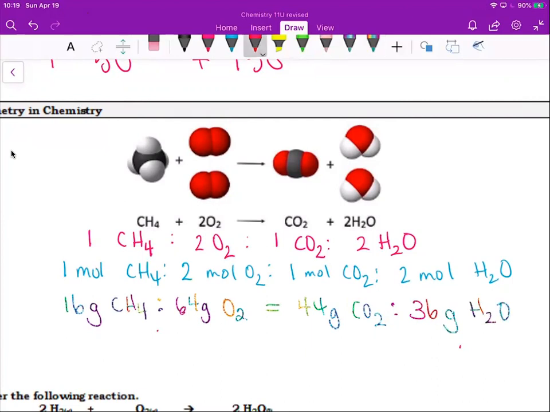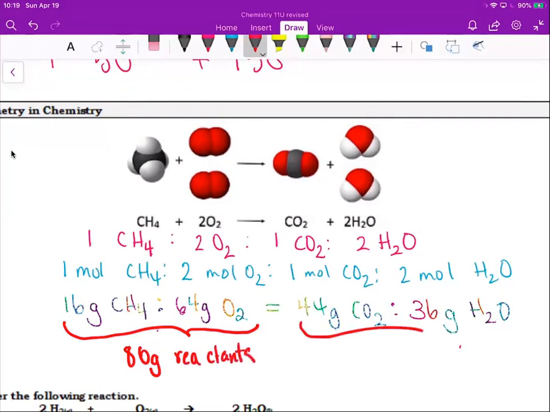Well, let's have a look at this. If I did this correctly, 16 plus 64 is 80 grams of reactants produces how many? Well, hopefully, no surprise, 80 grams of products.